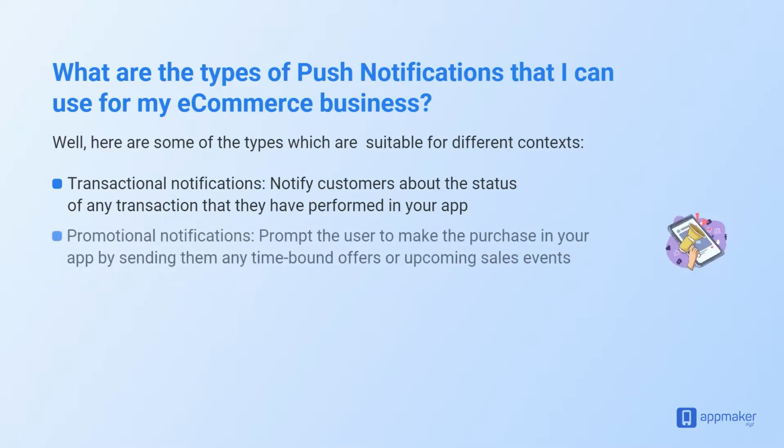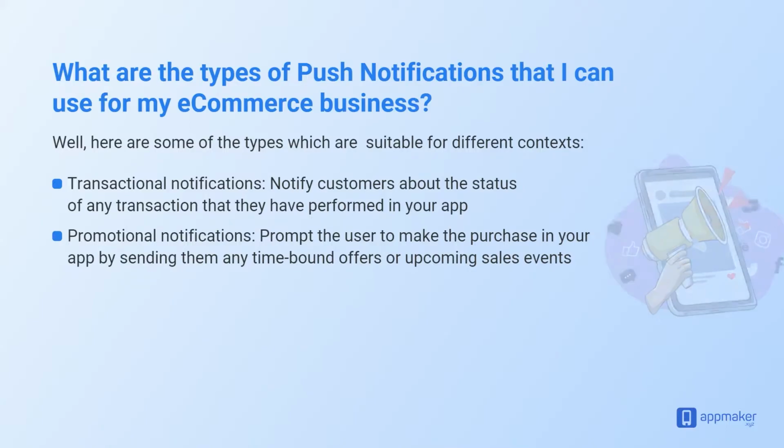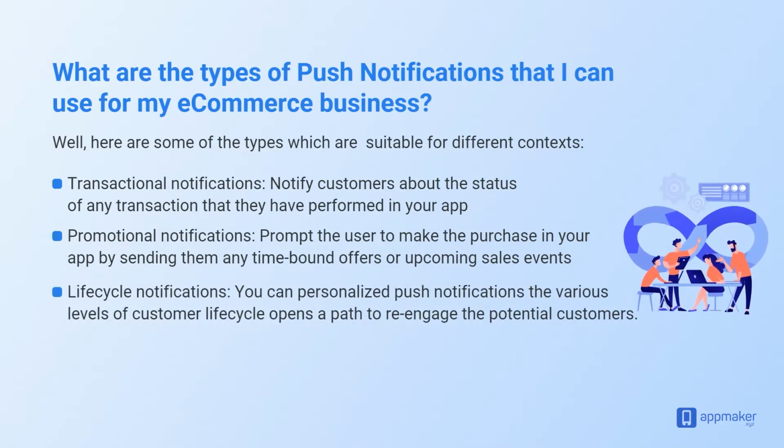2. Promotional notifications. Prompt the user to make the purchase from your app by sending them any time-bound offers or upcoming sales events. 3. Life cycle notifications. You can personalize push notifications to various levels of customer life cycle, opens a path to re-engage the potential customers. For example, following a welcoming message to a new user, you can also send some beginner-only promotions to that customer.